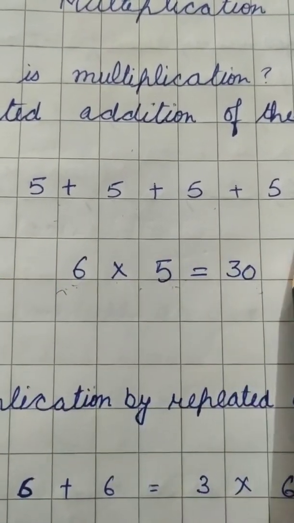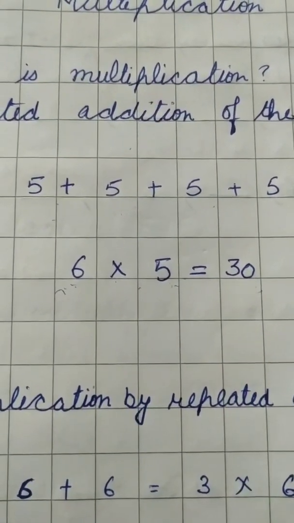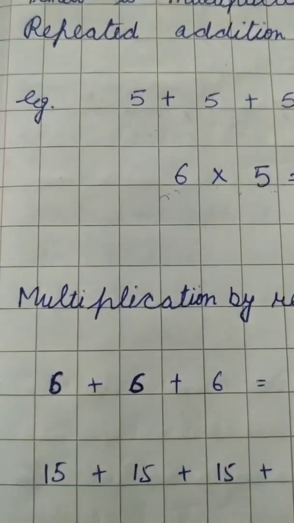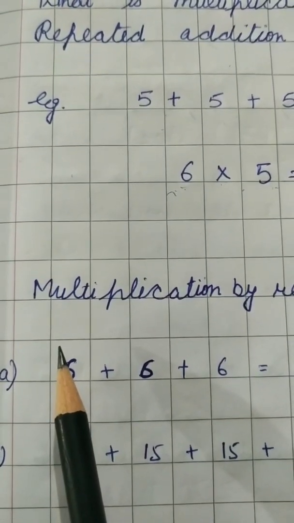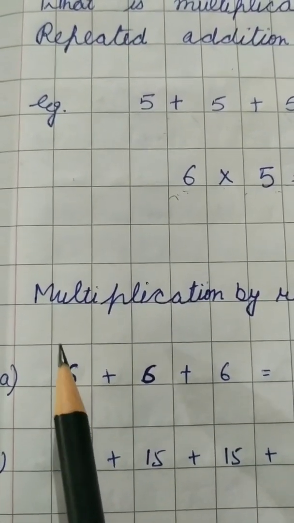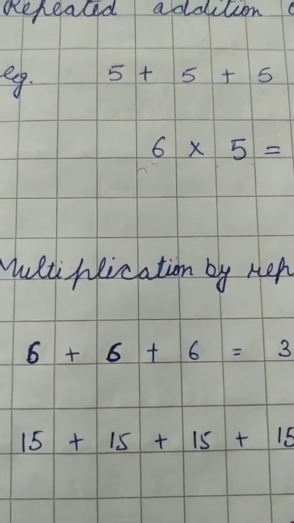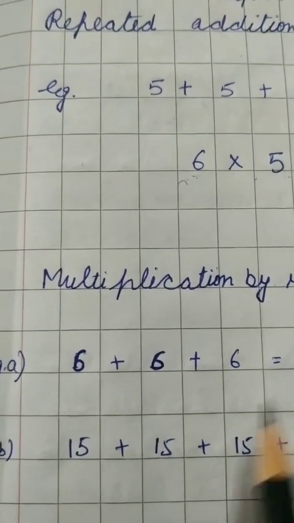Then we need not add all these 5s and write the answer. So this is a short method. Instead of adding, we can do multiplication also. Now we have two methods which we are going to recapitulate, which you have done in class 2 also, which are multiplication by repeated addition and multiplication by skip counting. First of all, multiplication by repeated addition, which is very easy.